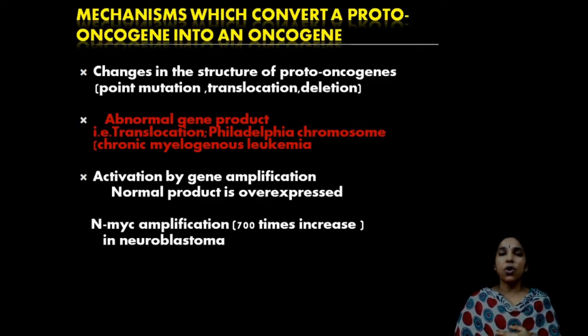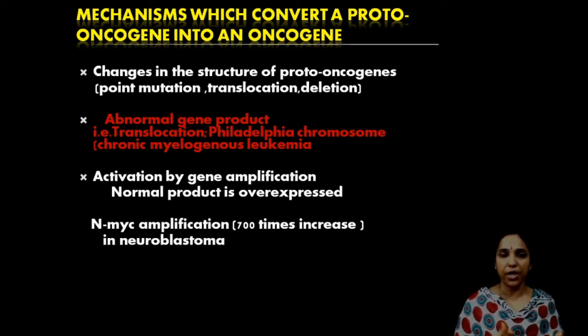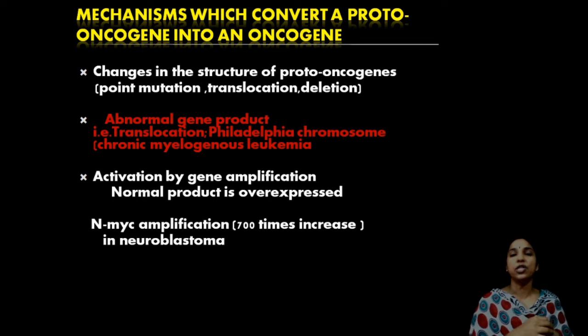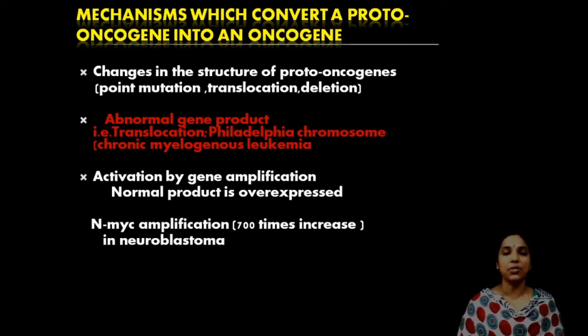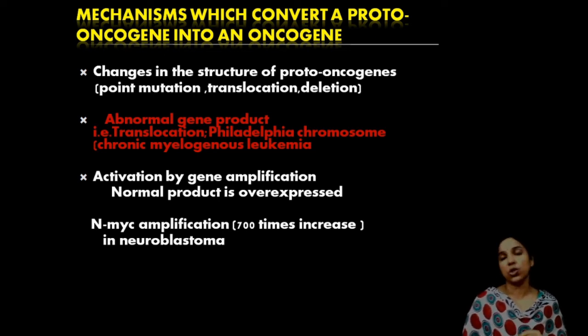Now look, in detail. Oncogenes may arise by deletion, translocation or point mutation, and may give an abnormal gene product, by combination of any two genes resulting in an abnormal gene product. One example is the Philadelphia chromosome in chronic myelogenous leukemia, which we will discuss. Or they may be more active by gene amplification, where the normal product is overexpressed. One example is NMYC amplification, a 700 times increase in neuroblastoma, a type of cancer.